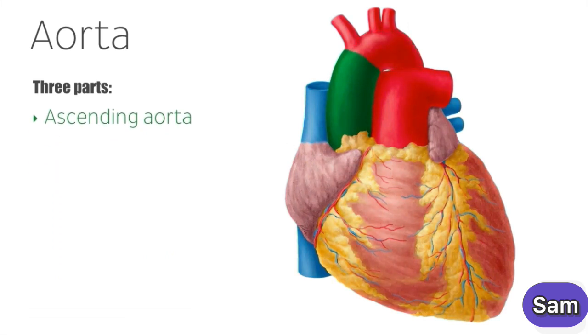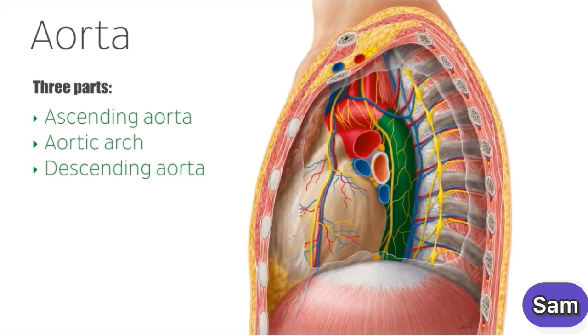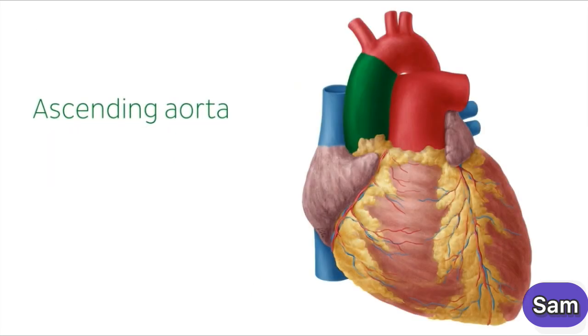The ascending aorta gives off two coronary arteries. Continuous with the ascending aorta is the aortic arch, which gives off three branches. And continuous with the aortic arch is the descending aorta. Shown in green is the thoracic portion of the descending aorta, called the thoracic aorta. And as it descends, it produces several branches. Inferior to the diaphragm, the thoracic aorta is continuous with the abdominal aorta, which will not be discussed in this tutorial. Let's begin with the first part of the aorta, the ascending aorta.